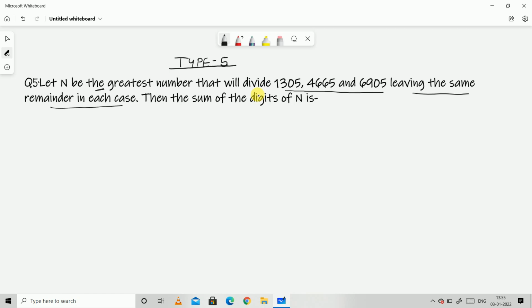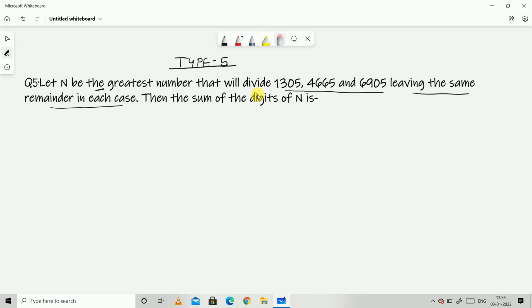Now we have seen the question previously where it was asking you to find the greatest number which was dividing some given numbers, but there it was leaving a remainder which was given to you. I think it was type 2 where it was the same question, but there it was saying leaving the remainder of 2 in each case. So there the remainder was given to you. It can be 2, it can be 3, it can be anything.